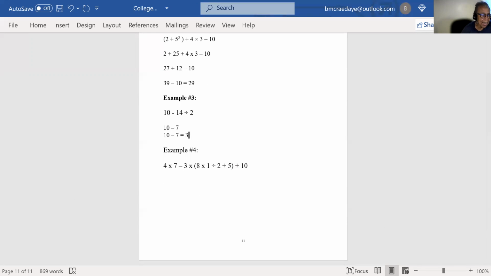Now notice this says 4 times 7 minus 3 times 8 times 1 divided by 2 plus 5 plus 10. Now we have to do what is in parentheses first. So let me just copy this.